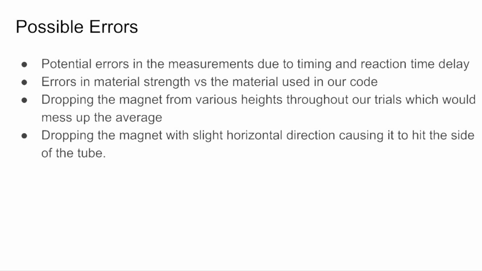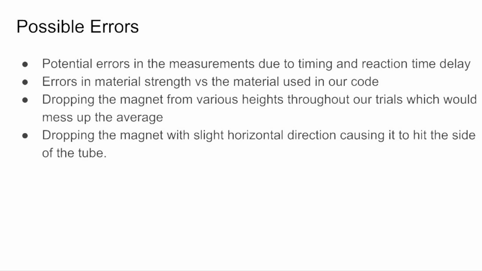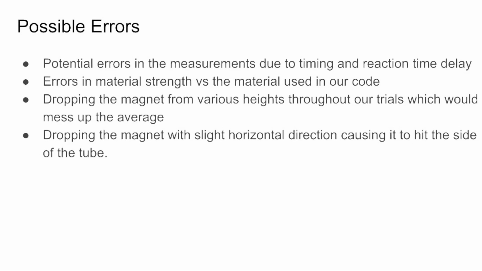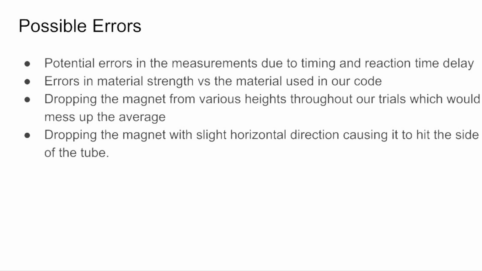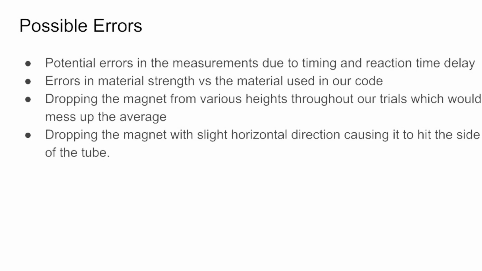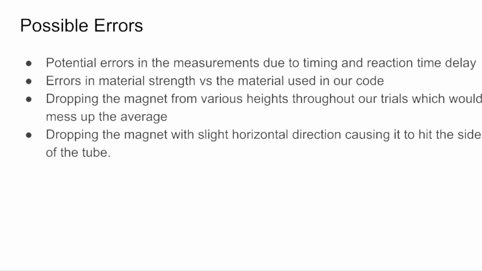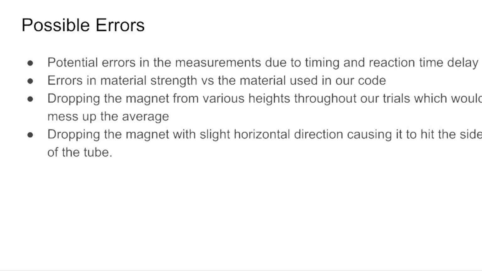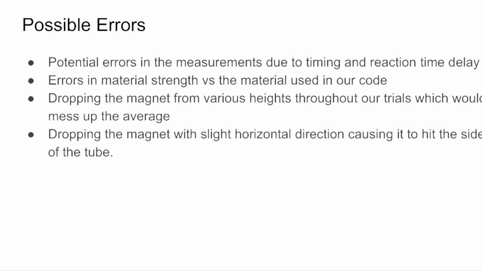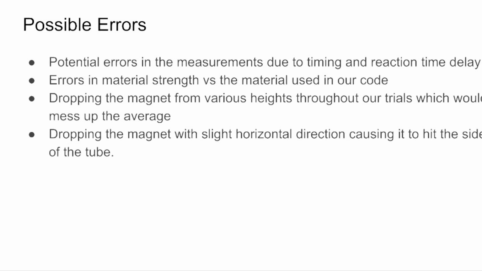There are also errors in the material strength versus the material we used in our code. Dropping the magnet from various heights: we did not push it off of something. We dropped it with our hands, so there could be a slight change of height throughout the trials, which would mess up the average, as well as dropping the magnet with a slight horizontal direction, which would cause it to hit the sides of the tube and bounce around and slow down as it fell.